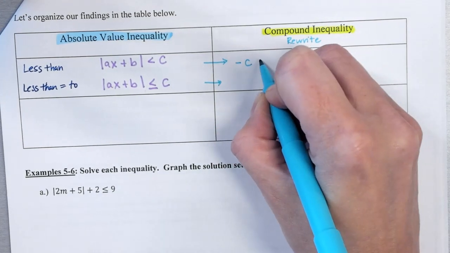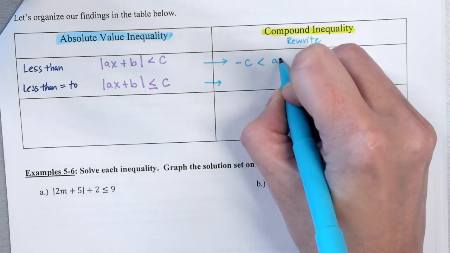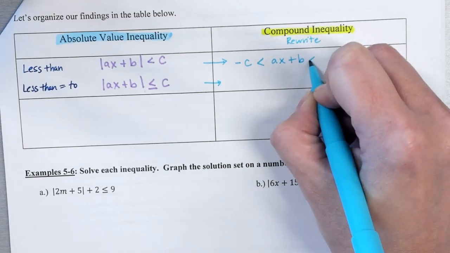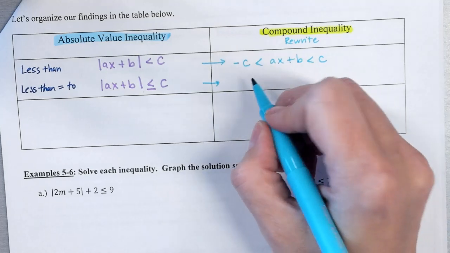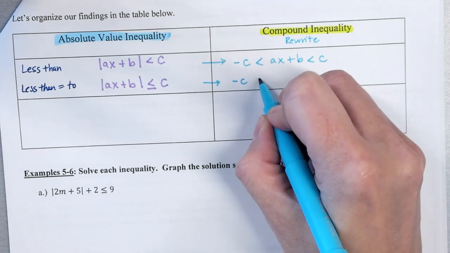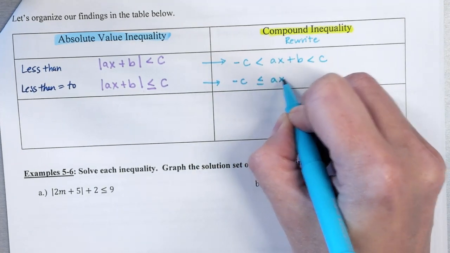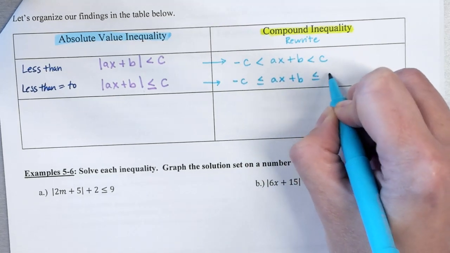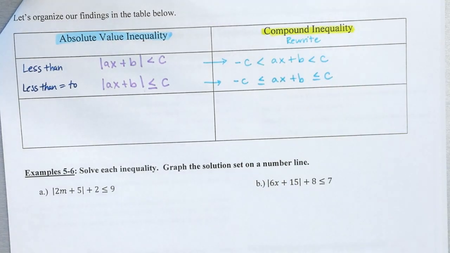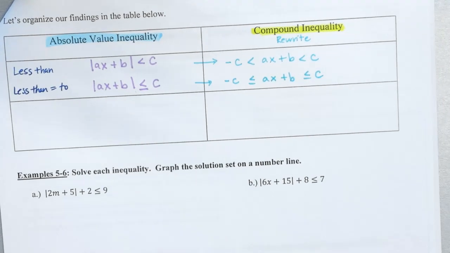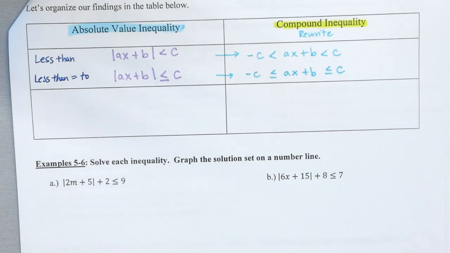Okay, so these are your cases. It would be the opposite of C is less than AX plus B, that is less than C. The opposite of C is less than or equal to AX plus B, and that is less than or equal to C. So you can use this table as you're doing your homework just to double check to make sure you have the right setup. And then the more you practice, the more you'll find yourself not even looking back at the table.